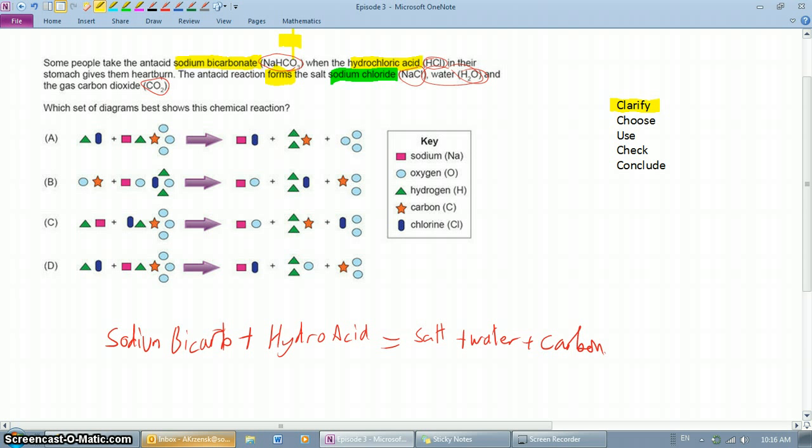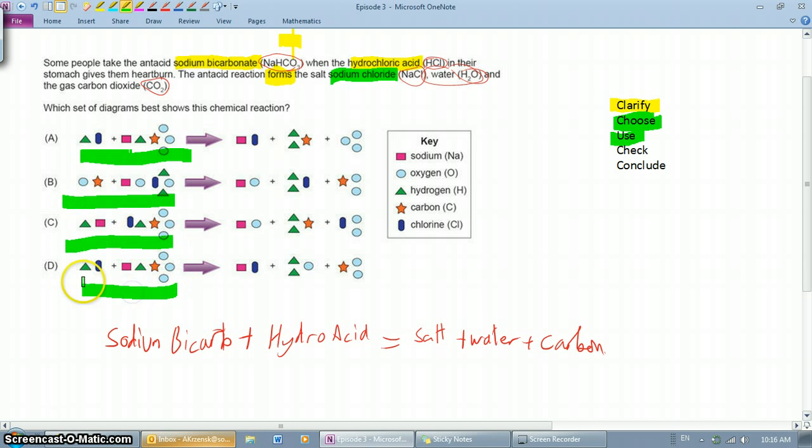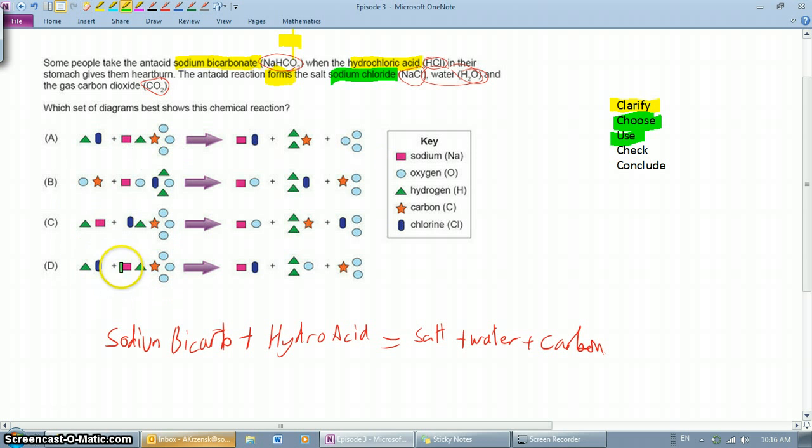So the strategy we're going to choose today is look for a pattern. Okay, find a pattern. So let's see if we can figure something out. Sodium bicarb. Okay, so in the first part, there needs to be, according to our key, the square. So let's find one with a square. So square there, square there, square there, square there.